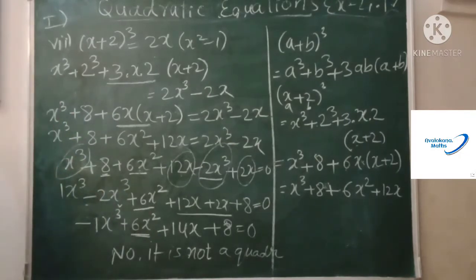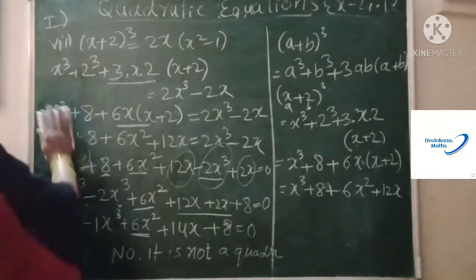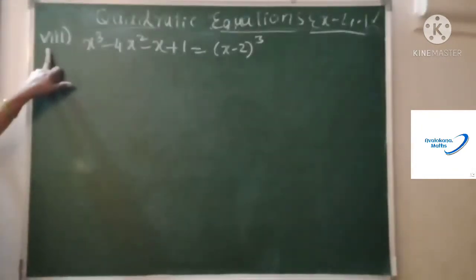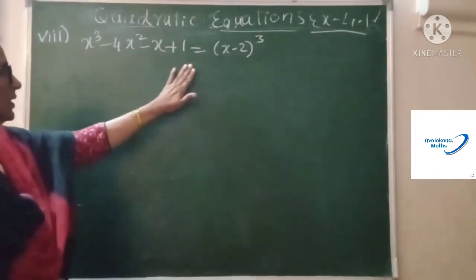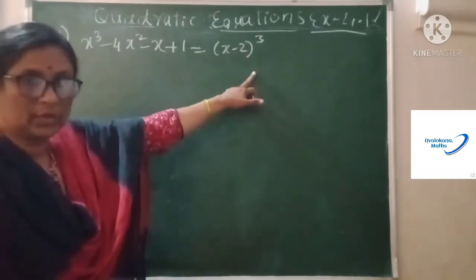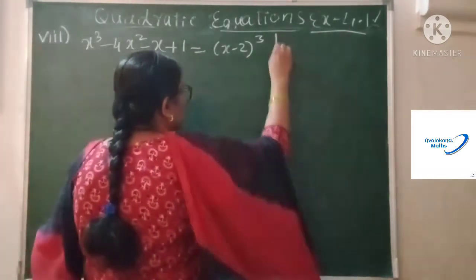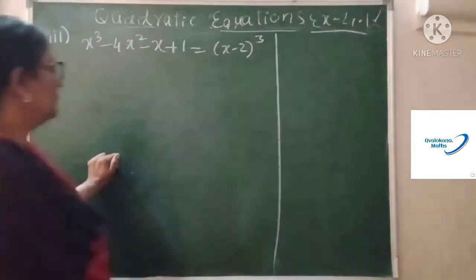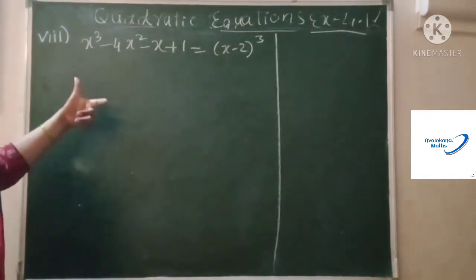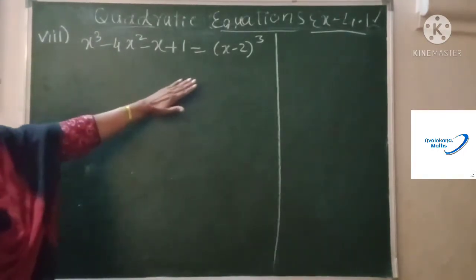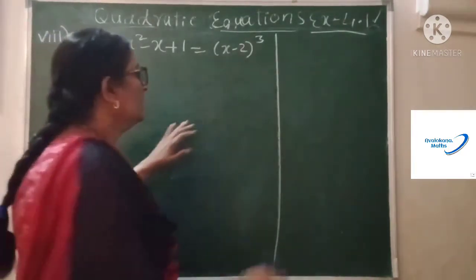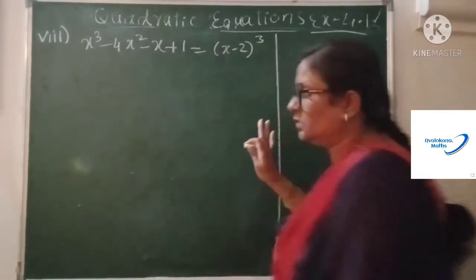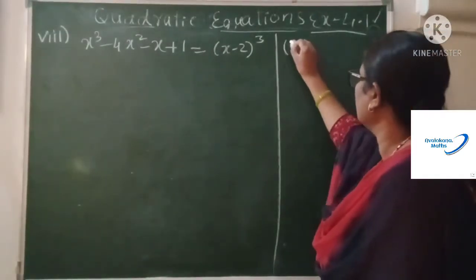I will explain the 8th question also. The 8th question is something like this one. x cube minus 4x square minus x plus 1 equal to x minus 2 whole cube. In the previous problem, that is the 7th problem, you used the a plus b whole cube formula and simplified. Now you have here the a minus b whole cube formula. There you had all the signs positive, here negative signs. You will get something like this one.